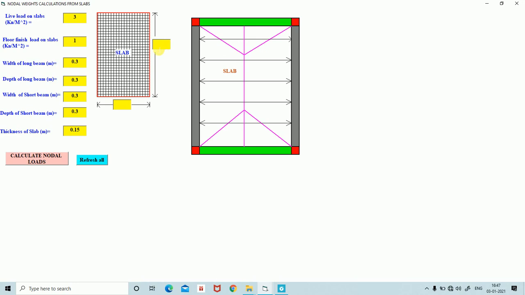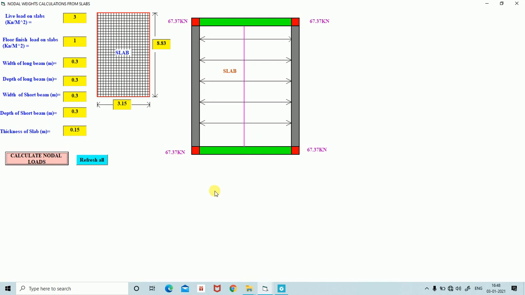Then we have to give the Ly direction, that is the longer span of the slab, that is 8.83 meters, and the shorter span of the slab is 0.15 meters. Just click on this calculate nodal weights. You can see 2.8031, that is obviously a one-way slab. We have to design this slab as a one-way slab. You can see here, these are the 67.37 kilonewton nodal weights which are acting on these columns.